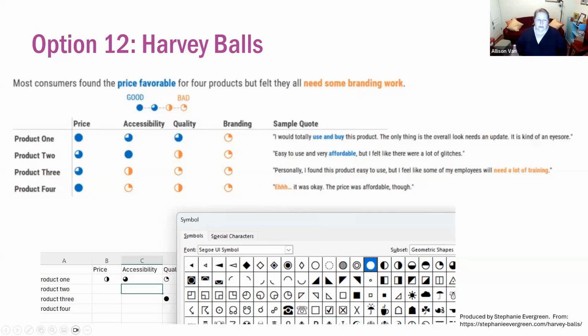This is super easy to build. You just go within Excel, symbols, choose Segoe UI Symbol. I don't know how to say that. And you'll see your Harvey balls right here. I built one quickly within Excel. It was literally, I think, 4 minutes.